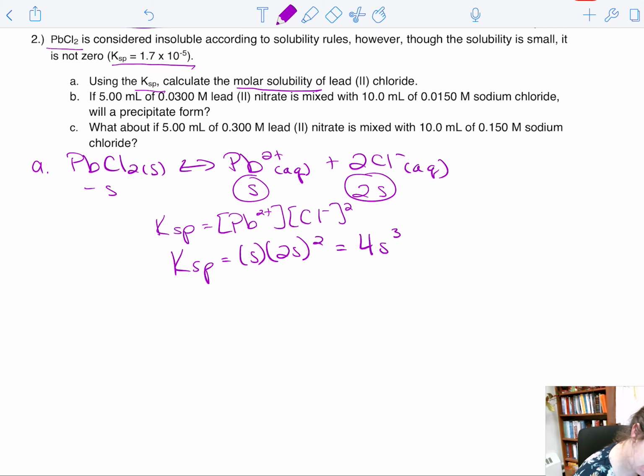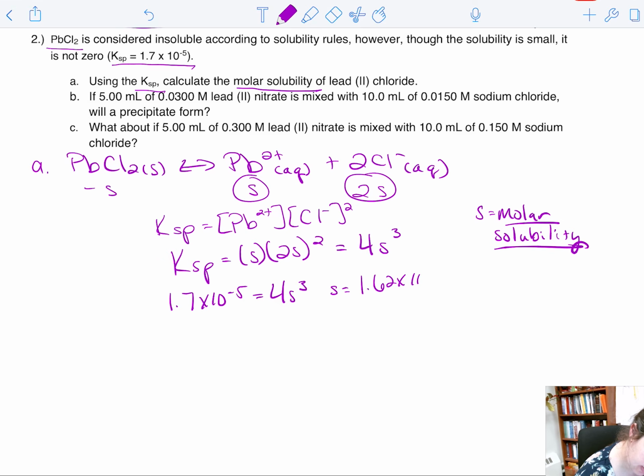We'll then put our Ksp in here and solve for S, giving us our molar solubility. Remember, S is molar solubility. When we do that, we get an S equal to 1.62 times 10 to the negative 2 molar.